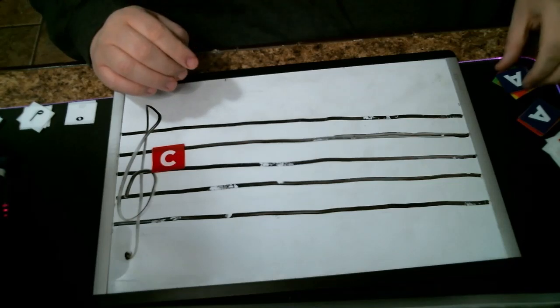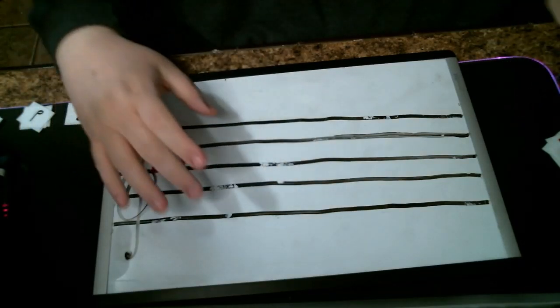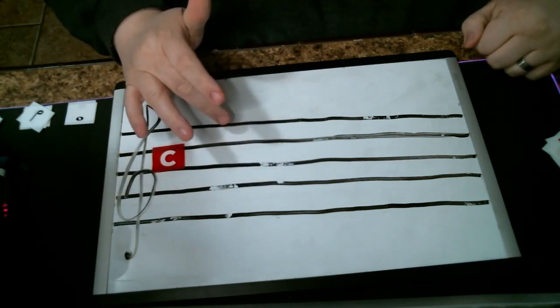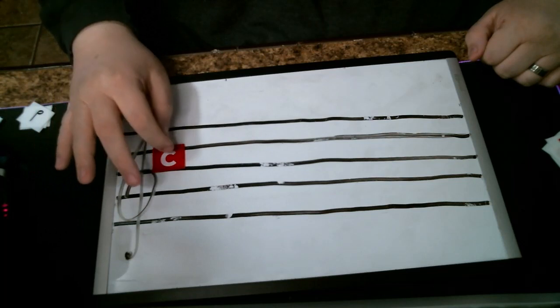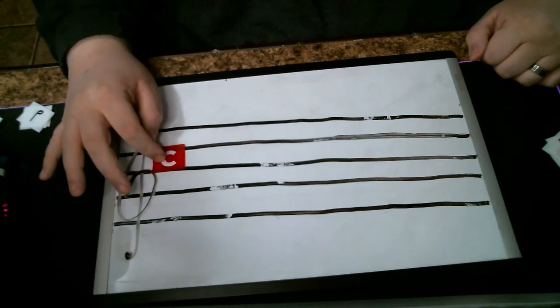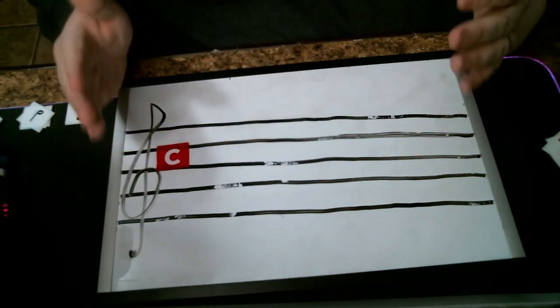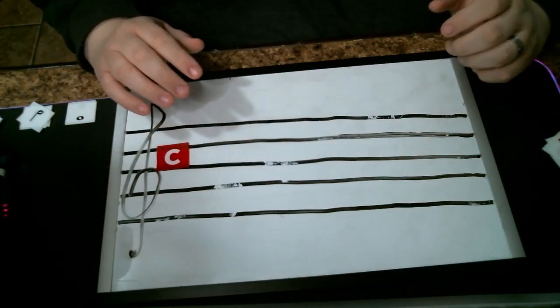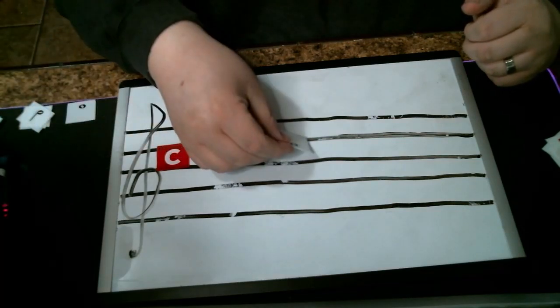So let's talk about notes. Just real quick, I have our staff here, 1, 2, 3, 4, 5 lines and 4 spaces, and our G clef, which means our second line is G, but we're only going to be using C today. Because we're just going to be working on notes and note lengths and note types. So we're going to start with the easiest one, which is this guy right here.